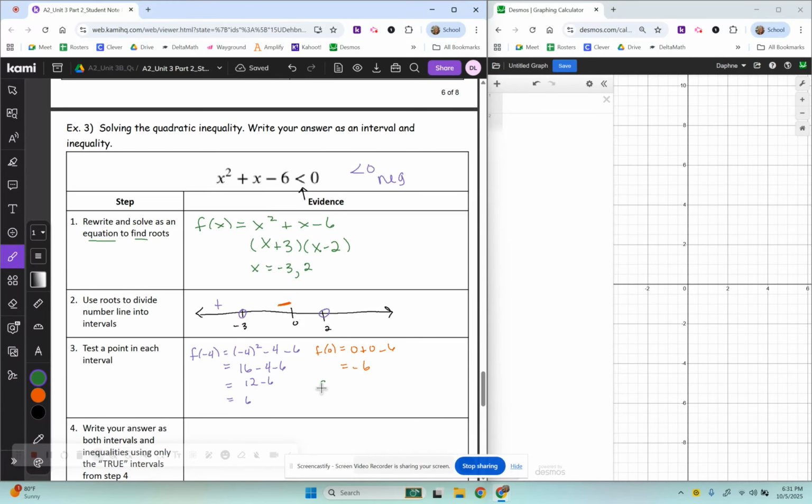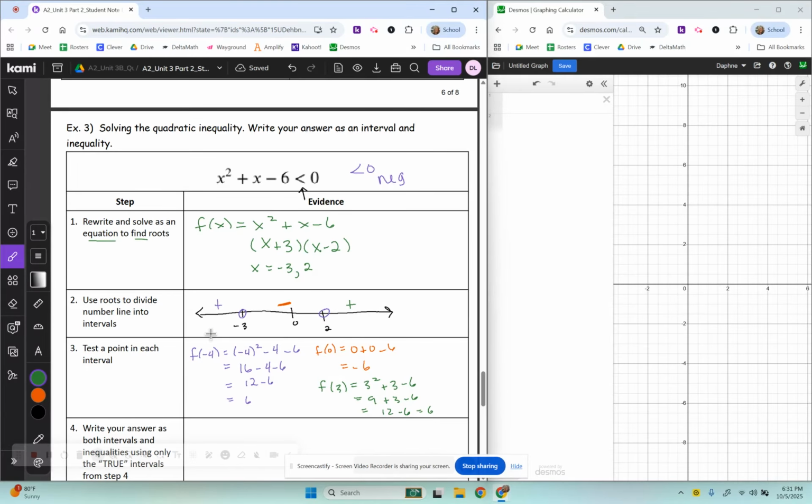Okay, and then we will test something to the right. So I can test +3. So f of 3 is going to be 3 squared plus 3 minus 6. So this is 9 plus 3 minus 6. 9 plus 3 is 12 minus 6 is another 6. So this is going to be positive.